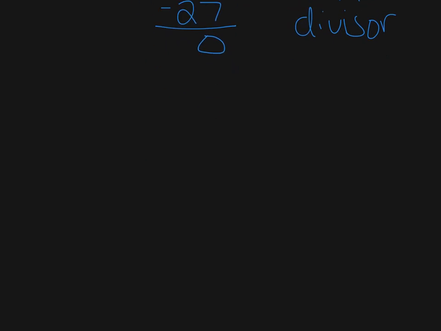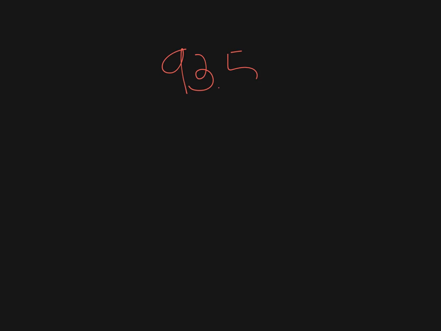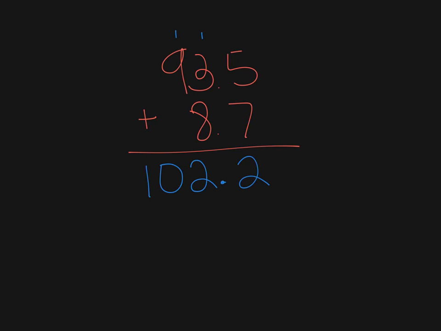For the third one, it says find the sum. 93 and 5/10 plus 8 and 7/10. Let's go and add normally. 7 plus 5 makes 12. We carry the 1. Our decimal goes straight down. 8 plus 3 makes 11, plus 1 makes 12. We carry the 1. And then 9 plus 1 makes 10. So our answer is 102 and 2/10. And then this 2 and that 2 can be just changed to make it like that. There you go.